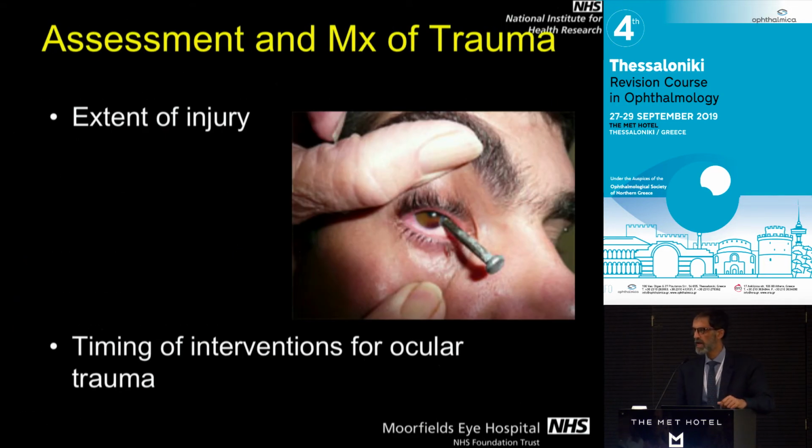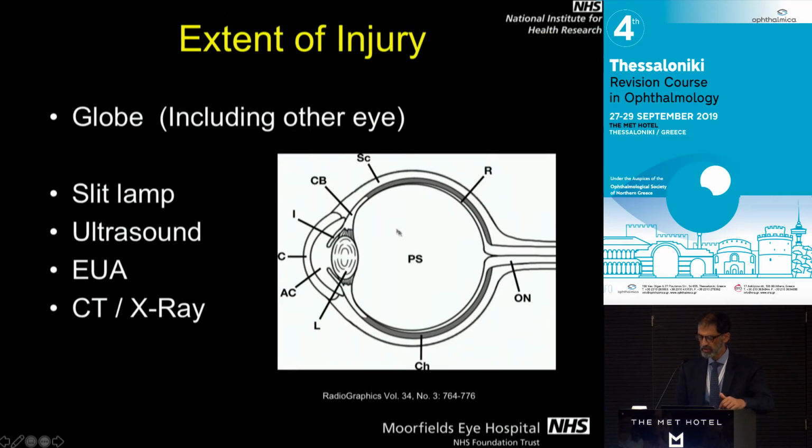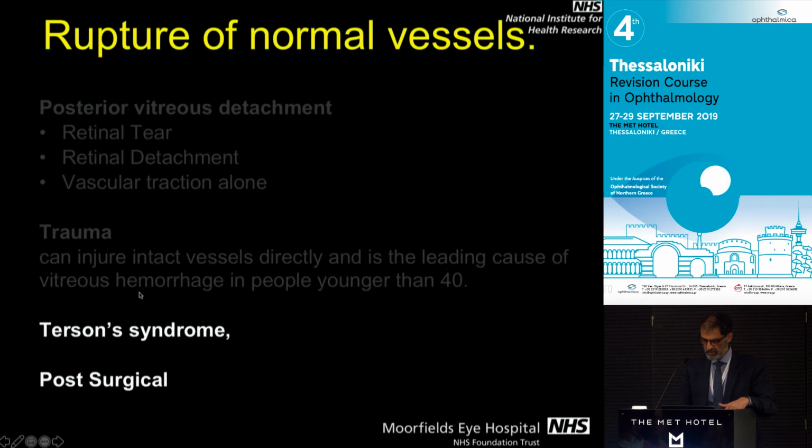Trauma, it's obvious how you can get blood in the eye from trauma, and trauma is very difficult to assess. And of course, don't forget, it's not just where you see the trauma, but there can be damage from into the orbit and into the posterior part of the globe as well. And we need to do indirect slit lamp examination, but also ultrasound, EUA, sometimes removing the blood from the conjunctiva first, and CT and X-ray.